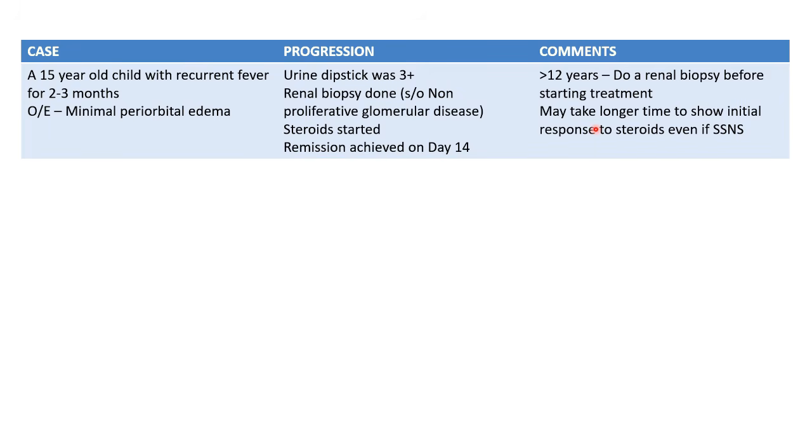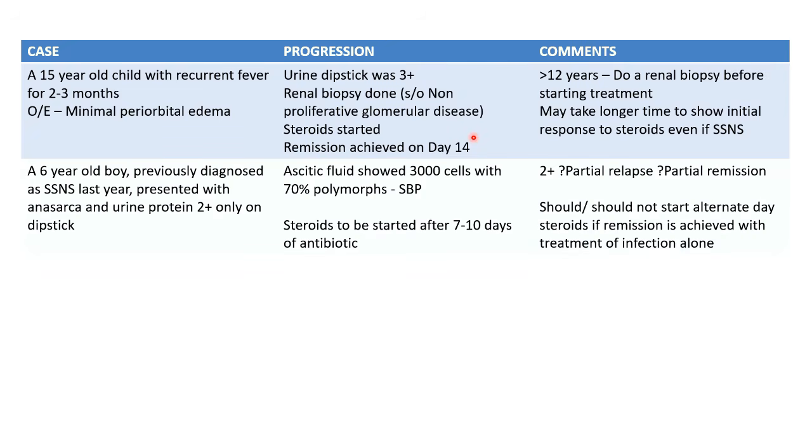One must remember that these patients are more commonly steroid resistant, and if they are steroid sensitive, they might take a longer time to show initial response. Like most of the children with steroid sensitive nephrotic syndrome achieve remission within 7 to 10 days of the initial episode, but this child took 14 days to show remission.